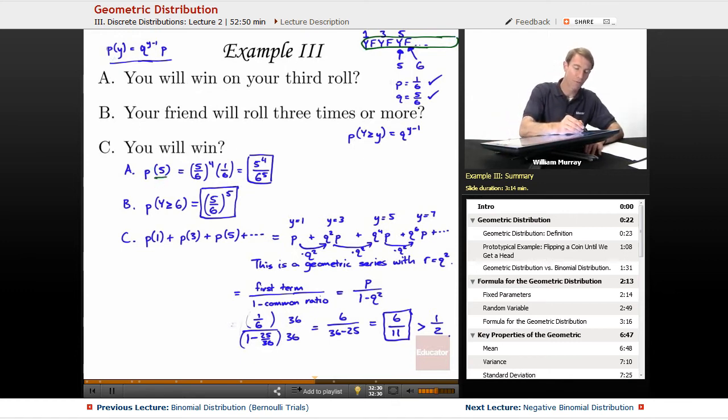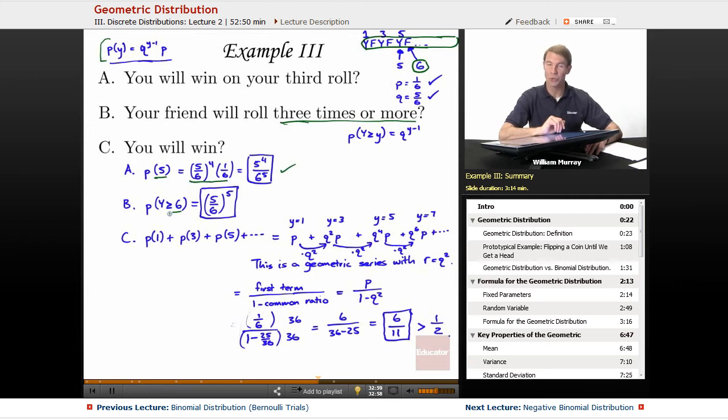And then I use my formula for the geometric distribution to get q to the y minus 1, where y was 5, times p. And then I just simplified that down to 5 to the 4th over 6 to the 5th. If your friend is going to roll 3 times or more, that means your friend has to get to his third roll. Now, his third roll is the 6th roll of the game. That's why we're looking at the probability that y is greater than or equal to 6.